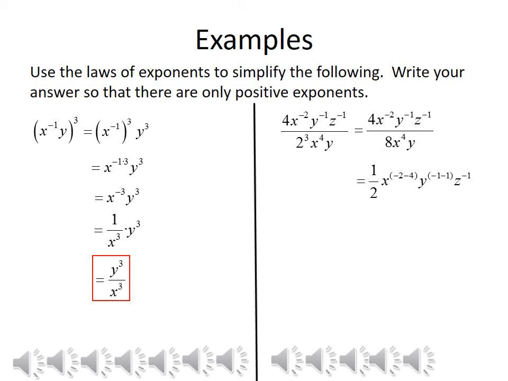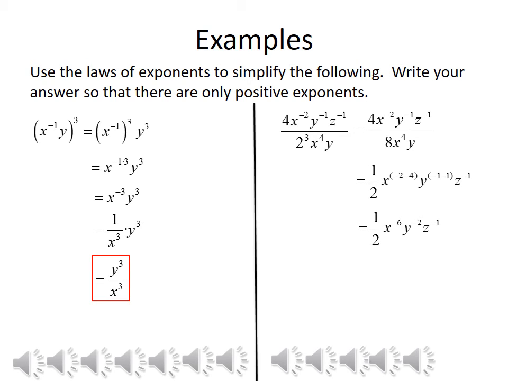If we look at x to the negative 2 divided by x to the 4th, remember we can combine the quotient of two exponential expressions by subtracting their exponents. So that would be x to the negative 2 minus 4. Similarly, y to the negative 1 divided by y can be y to the negative 1 minus 1. And then z to the negative 1, since that's the only z we have, it'll stay by itself. Next, we'll go ahead and simplify those exponents. So 1/2 stays the same. x to the negative 2 minus 4 will become x to the negative 6. And y to the negative 1 minus 1 becomes y to the negative 2.